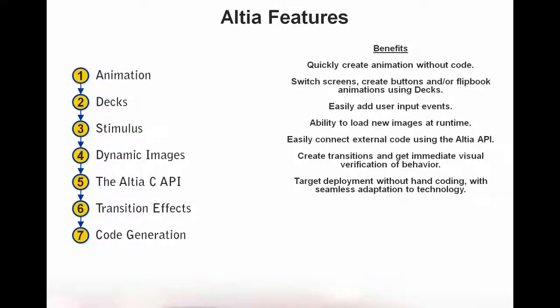Alright, so there's sort of a wrap up. You can create animations without coding, switch screens, create buttons or flipbook animations with text, add user input events with the stimulus, load those images at runtime with the image object, connect and power your GUIs with external code using the API. We made transitions and of course generated code using Altia DeepScreen. That's the Altia toolchain from top to bottom.